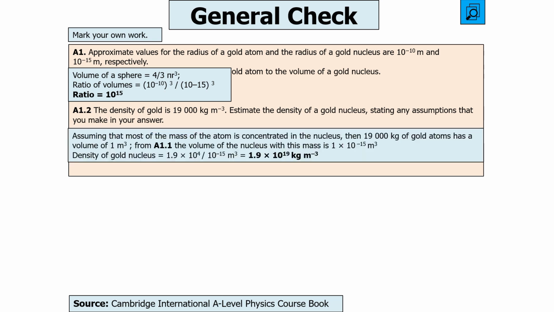Now in this next one, if we assume that most of the mass of the atom is in the nucleus, then 19,000 kilograms of gold has a volume of 1 meter cubed. From the previous part, the volume of a nucleus with this mass is 1 times 10 to the minus 15 meters cubed. So the density is 1.9 times 10 to the 4, which is given in the previous information, divided by 10 to the minus 15. Therefore, it's 1.9 times 10 to the 19 kilograms per meter cubed.